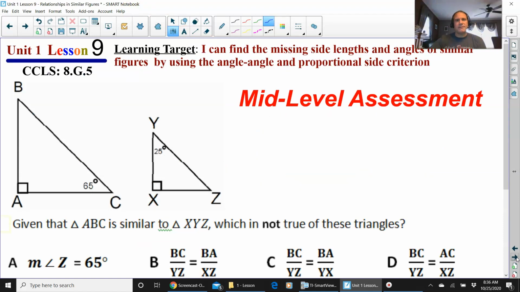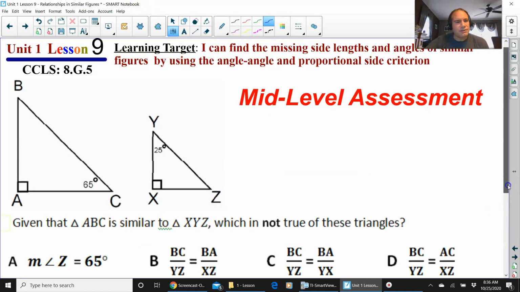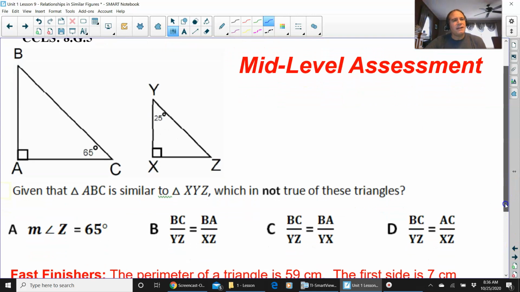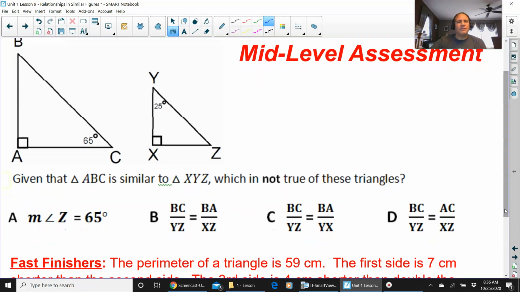All right, let's go on to the mid-level assessment. Just take a look at this. It says, given that triangle ABC is similar to triangle XYZ, which is not true. Remember, you're looking for something that is not true. Not true of these triangles. Go ahead, see if you can do the problem. Press pause now.